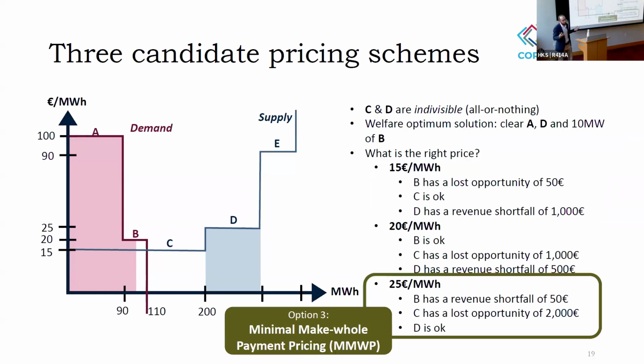And then third option, well, instead of minimizing the lost opportunity cost, can we simply minimize revenue shortfall instead? So let's take a price that, as much as possible, is such that everyone breaks even, right? And in this case, that price would be 25 euros because the revenue shortfall in that case is 50 euros, while it was 500 with the other price here and 1,000 with the price of 15, right?